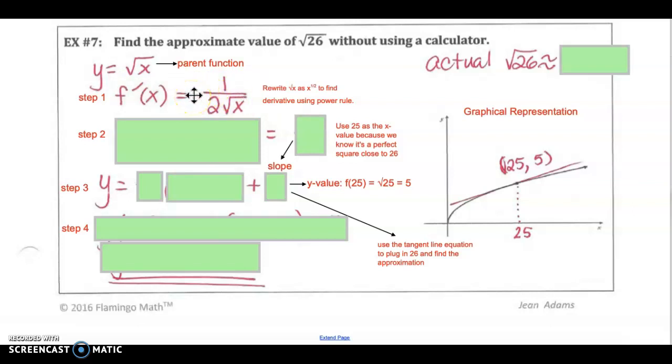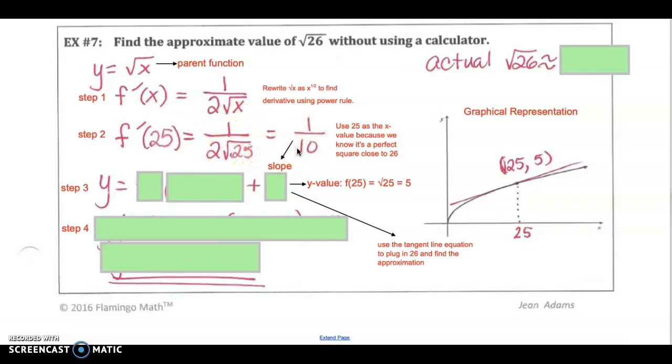Okay, step 2, we're going to plug in 25. I made a little note over here: we're going to use 25 as the x value because we know it's a perfect square that's close to 26. Since we're working with square roots, we want to have something concrete that we know. So we'll plug in 25, and when we do that, we get 1 over 10. Since that's f prime, that's our slope. 1 over 10 is our slope. So that goes here.